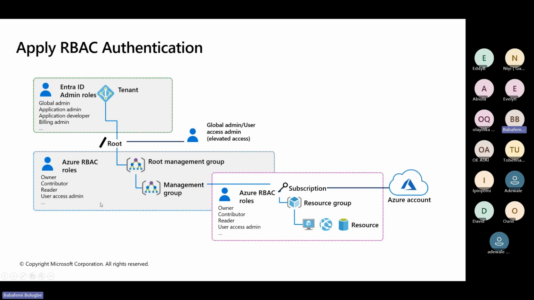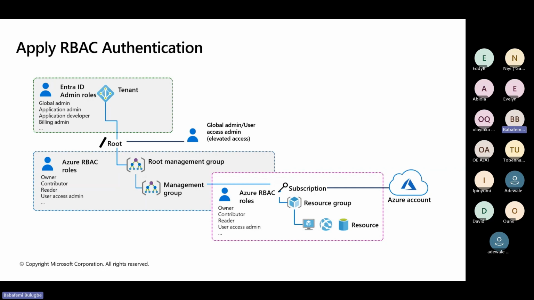But for a global admin, a user that has been assigned a global admin role, that user can elevate his access. I will show you how. If the user elevates his own access, he will be able to see all the subscriptions within that tenant, even when he has not been assigned a role. So that's what we call elevated access. He will elevate his own access to be able to view all the subscriptions within that tenant.